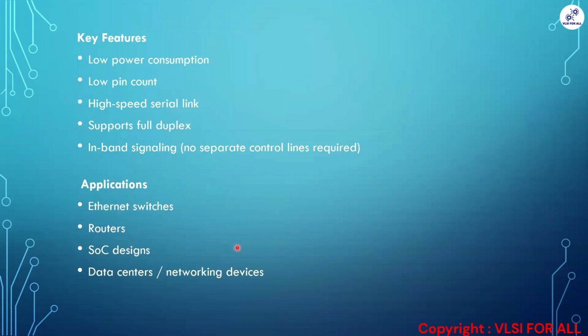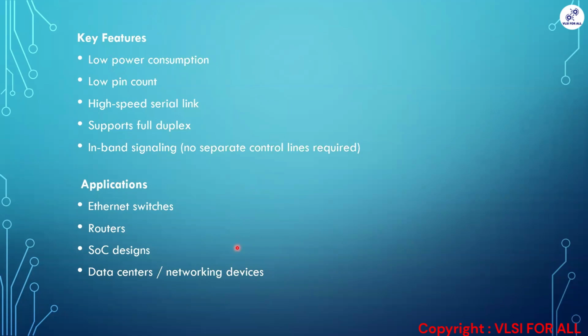Coming to the features, it has low power consumption and a low pin count. If we see GMII, it has almost 24 pins. Now in this SGMII, we are using only 4 pins: TX positive, TX negative, RX positive, RX negative. It is a high speed serial link and it supports full duplex communication. In-band signaling: no separate control lines are required in this protocol.